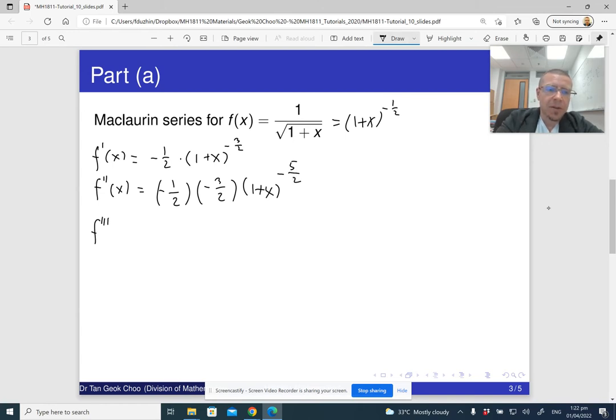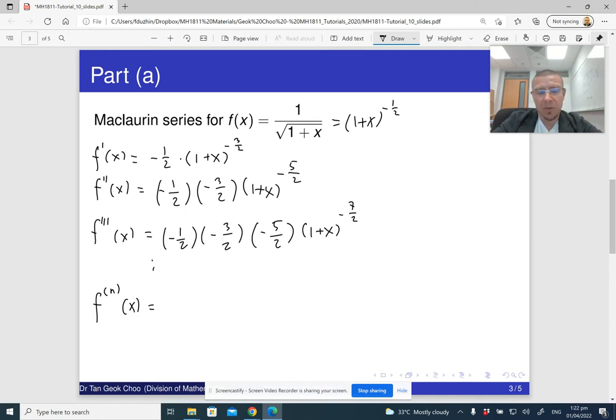While the second derivative is going to be negative 1 over 2 times negative 3 over 2 times negative 5 over 2, and 1 plus x raised to the power minus 7 over 2, and so on, right? So you can guess the pattern. The nth derivative of this function at x is really, what is it? Every time we multiply by a negative number, so we are going to have negative 1 raised to the power of n.